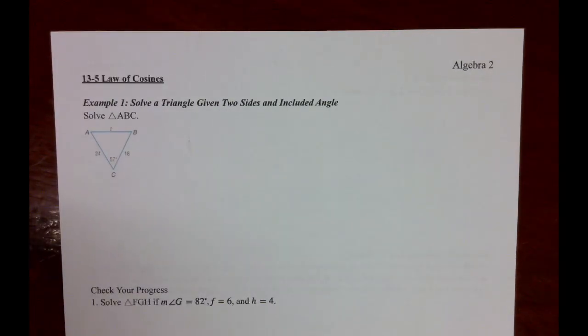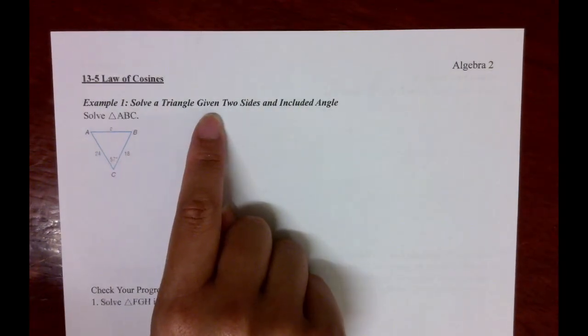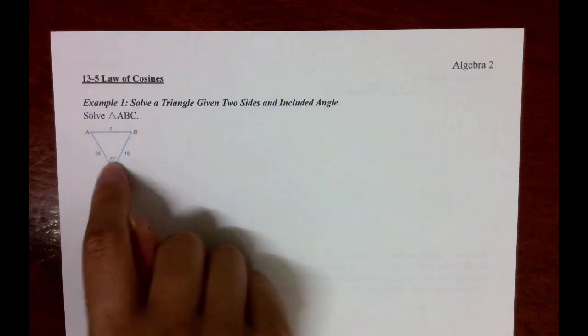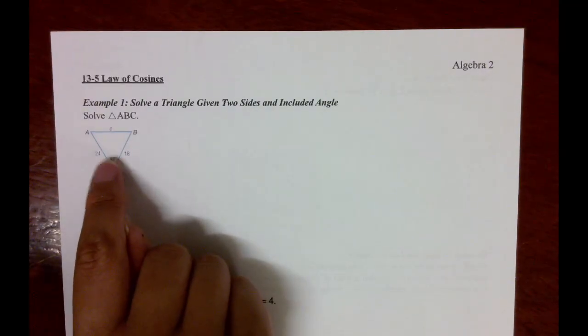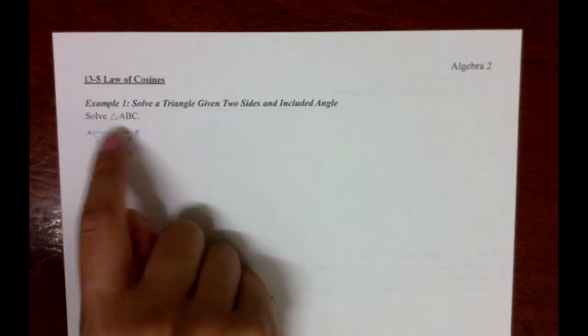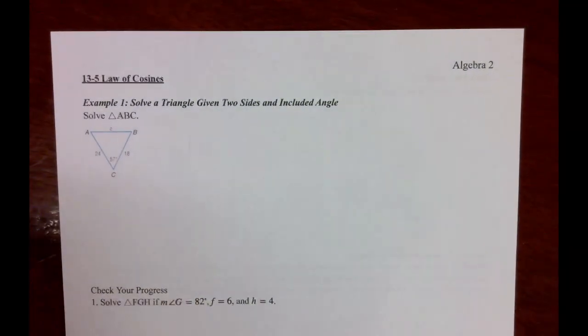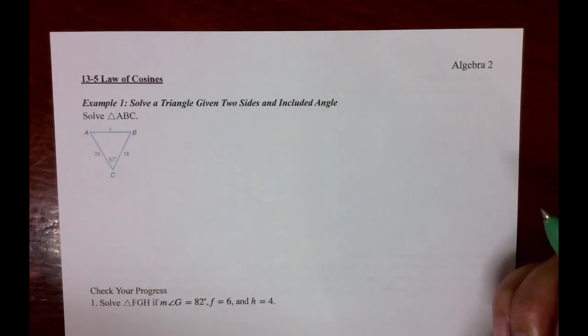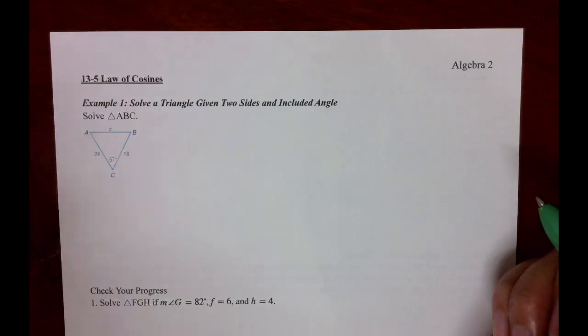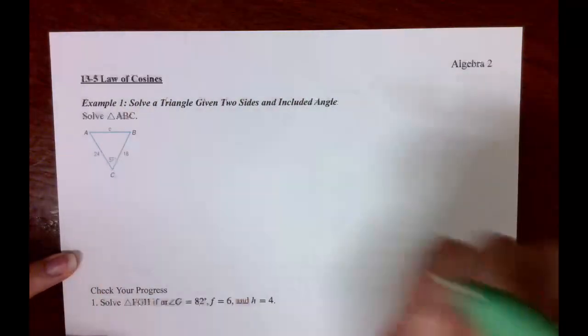So here, we're going to use the law of cosines because all we have is two sides and the included angle. Note we don't have a pair. This is unknown, this is unknown, this is unknown. So we don't have a pair of one angle and its opposite side. That's why we can't use the law of sines. So now, let's solve for c.